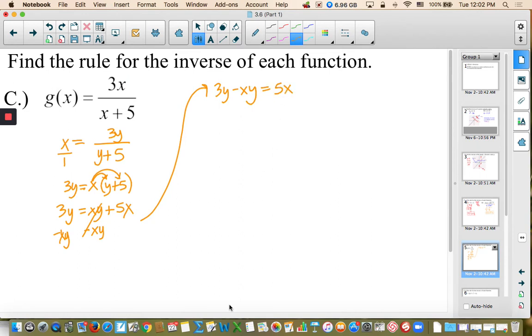Now knowing that I want to get the y's alone, I look at these two terms right here, and I think I'm going to factor out the greatest common factor, which is y. So I'm going to factor out the y. So 3y divided by y is 3, minus xy divided by y is x. And now, to get y by itself, I'm going to divide both sides by 3 minus x.